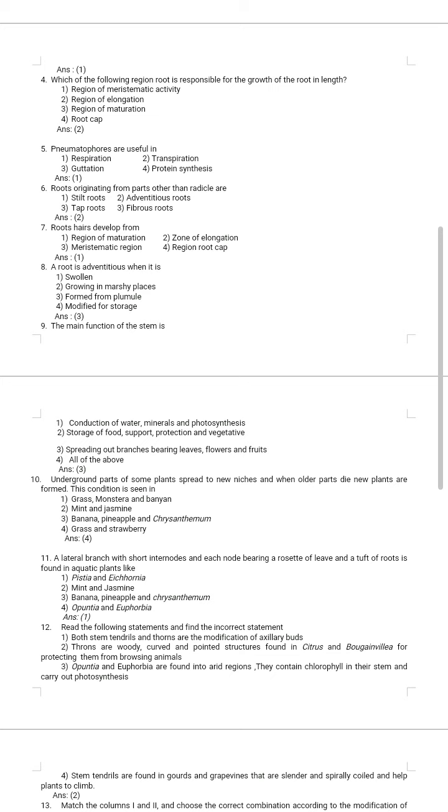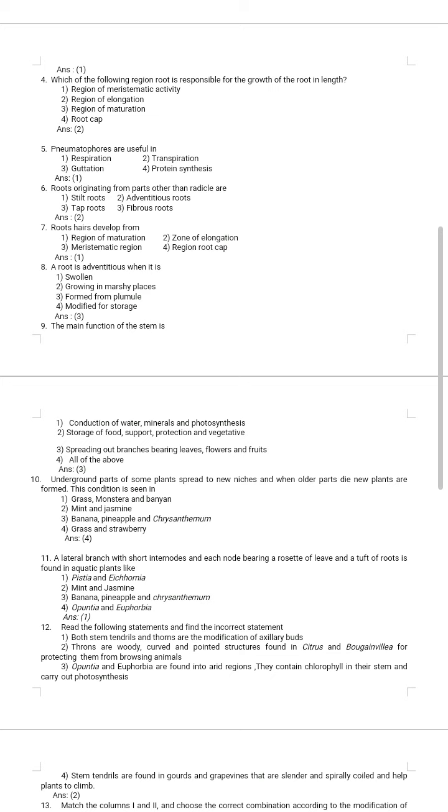Next, 11th question. A lateral branch with short internodes and each node bearing a rosette of leaves and a tuft of roots is found in aquatic plants like, let us see options. Option A, Pistia and Eichhornia. Option B, mint and jasmine. Option C, banana, pineapple and chrysanthemum. Option 4, Opuntia and Euphorbia.